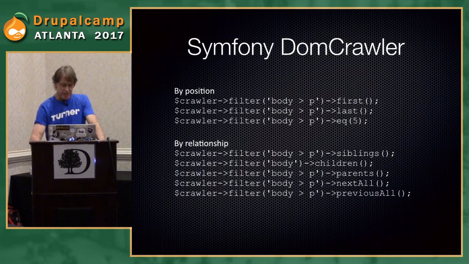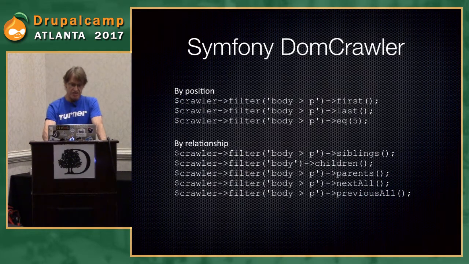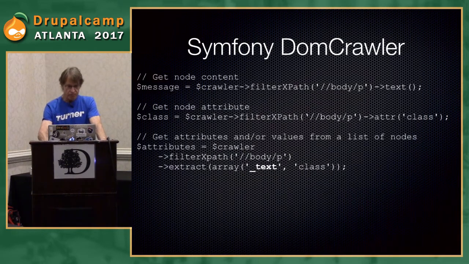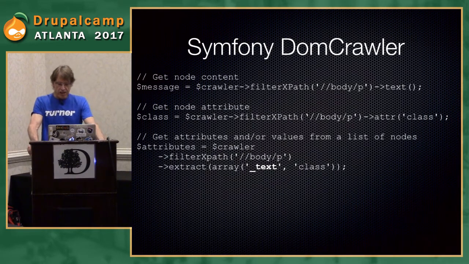And if you've got the CSS selector component installed, which Drupal does, you can use jQuery style selectors here. So you can use your crawler, you can get node content, you can get node attributes. Notice here that in addition to the filter method that we saw in the previous slide, crawler also gives you filter XPath, so you can use XPath queries. The third example here, this underscore text, is kind of interesting. It's a special attribute that represents the value of the node that you're looking at in there.